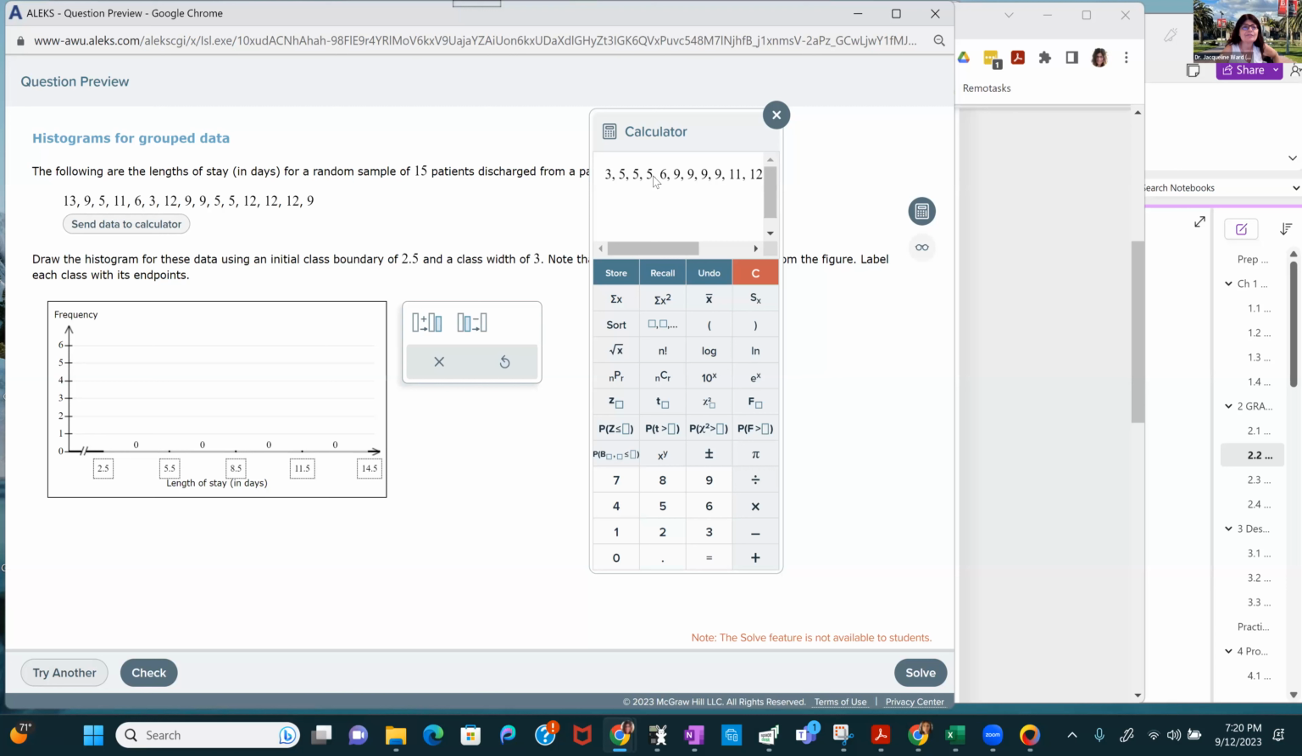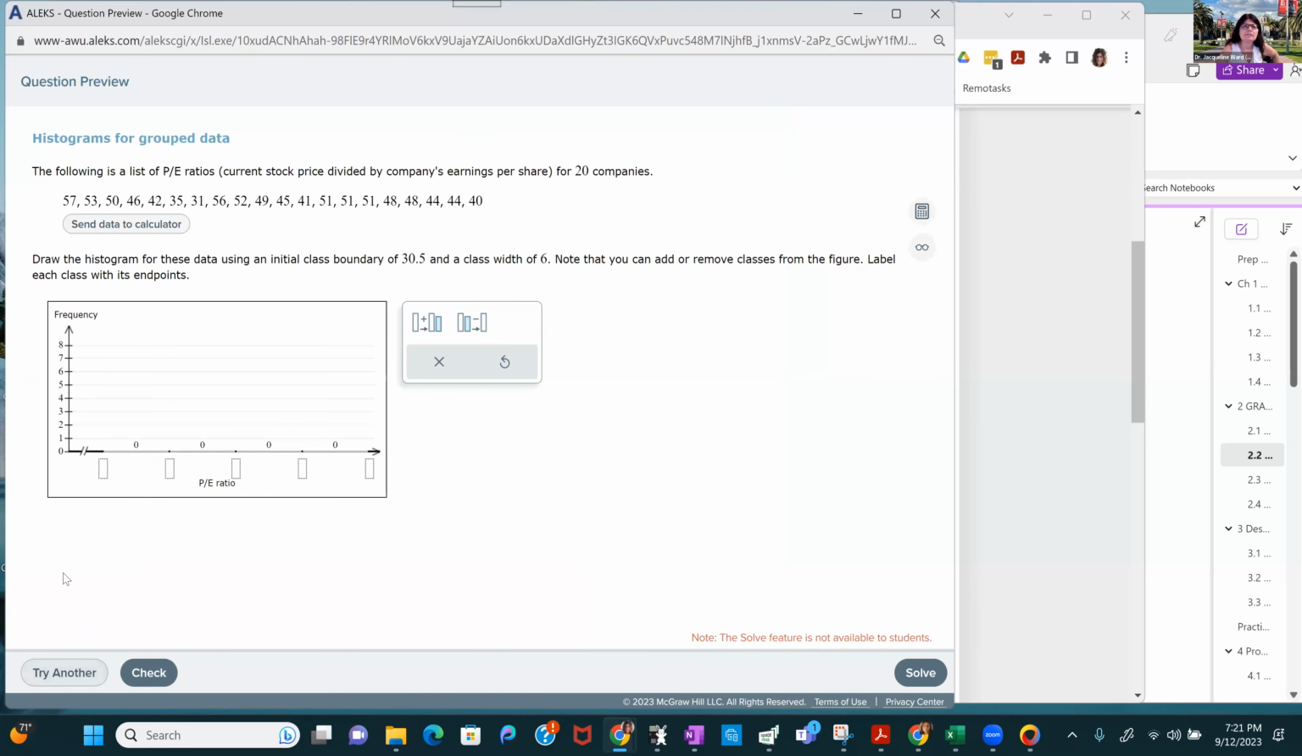So 3 is in the first one, and the 5s are in the first one. So there are 4. Etc., etc. And here's one that gives you an initial and an ending. So the initial is 30.5, and you need 5 classes. So 1, 2, 3, 4, 5, and the ending is 60.5. So here's a list of P/E ratios, current stock price divided by company's earnings per share for 21 companies. Draw the histogram, initial class boundary of 30.5. You want 5 classes of equal width.